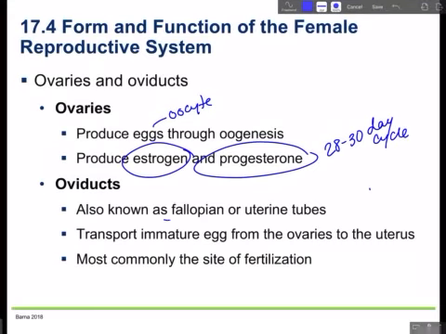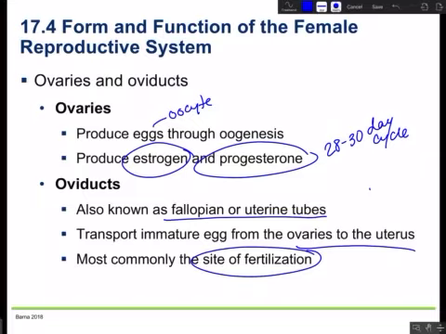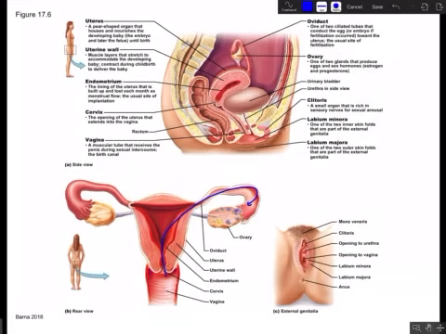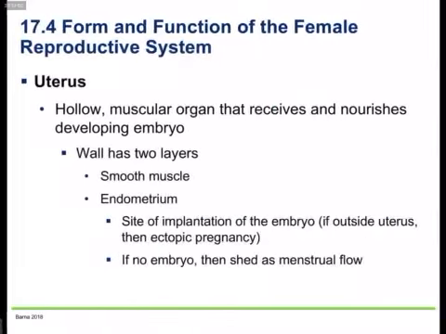Oviducts, also known as fallopian or uterine tubes, transport that egg from the ovaries to the uterus, just like I showed you in the previous picture. Usually this is where a sperm would meet an egg. You know what's crazy is that the sperm have to travel all the way up here, and they usually meet the egg right as it's ovulated there. So they've got quite a journey getting up through the female reproductive tract.